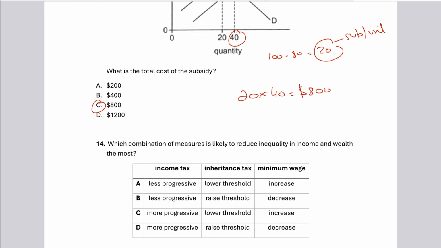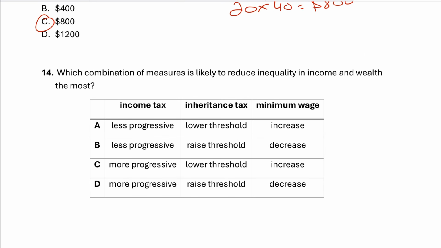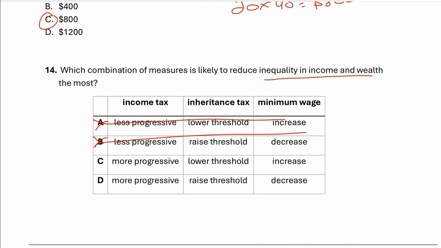Question number 14 says, which combination of measures is likely to reduce inequality in income and wealth the most? So you have three: income tax, inheritance tax, and minimum wage. If I look at the first column, income tax, that's what I taught my students, just look at the easiest column. And the easiest column from the face of it looks like income tax. If I make income tax more progressive, that should be the correct answer. So I cancel out A and B. I don't even need to look at those. Now, let's look at C.